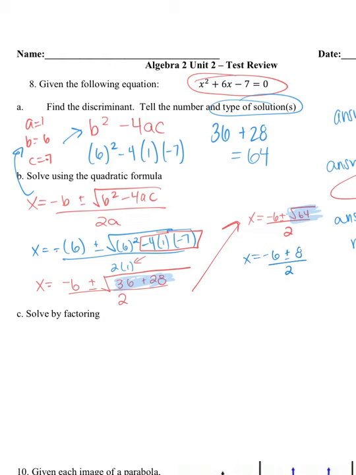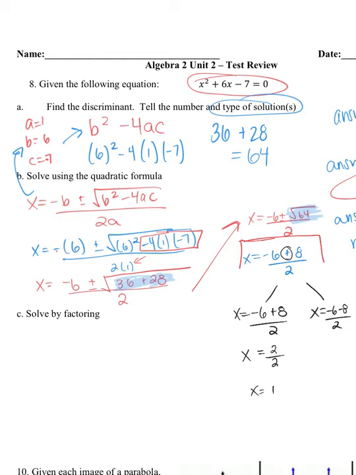Okay? But because I have real numbers here, this is not my final answer. Okay? I need to break this down into two different equations because of this plus or minus. So I have x equals negative 6 plus 8 over 2, and x equals negative 6 minus 8 over 2. Okay? And I can simplify this to 2 over 2, which will then simplify to 1. And I can simplify this to negative 14 over 2, which simplifies to negative 7. And these are my two answers. Okay? So that's how we use the quadratic formula.